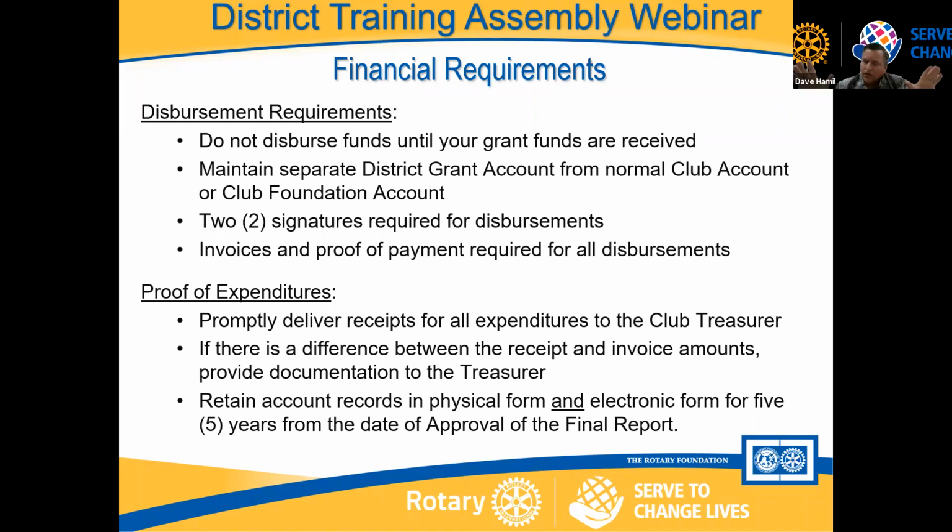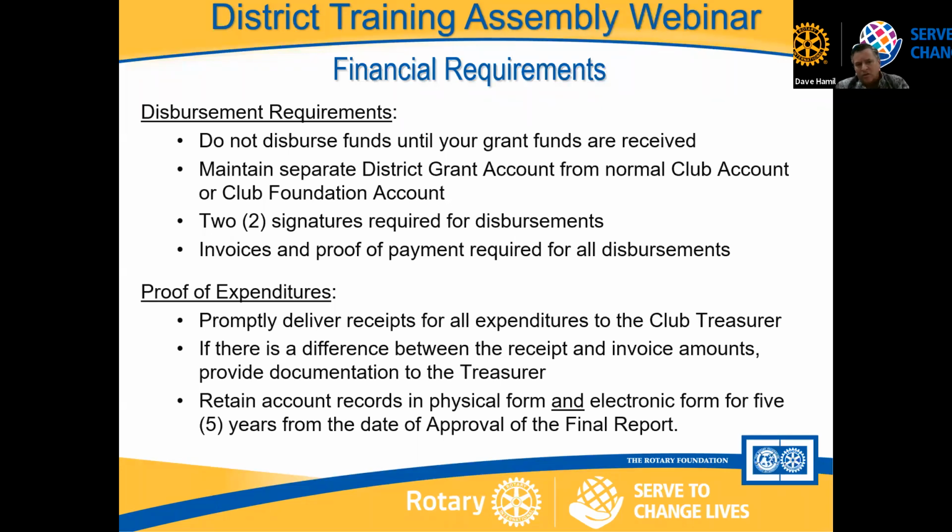Again, have two different accounts. You just have to have two different accounts, one for normal club activity, one for the district grant. Two signatures are required, either on the check itself or a disbursement form. So that's how many clubs do it, is just that two people are authorizing the payment, but one is a signer on the check itself.